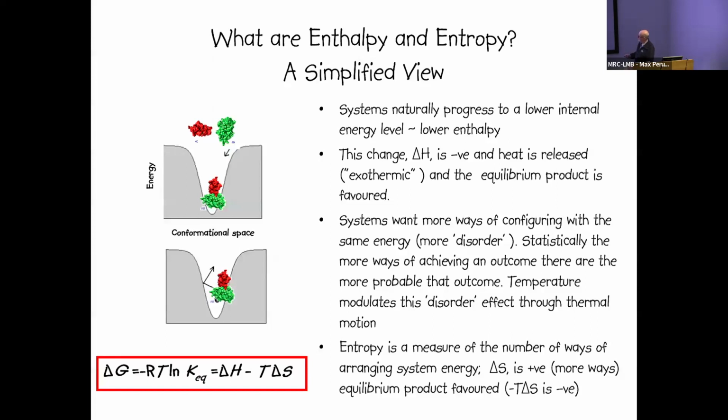So when delta S is positive, that means there are more ways of configuring with this energy level that we've achieved. Then that means that because of the negative T in this equation here, we're going to generate more negative Gibbs energy and favor products.